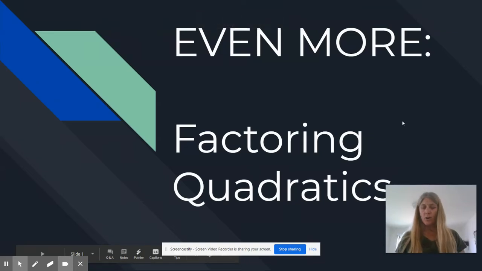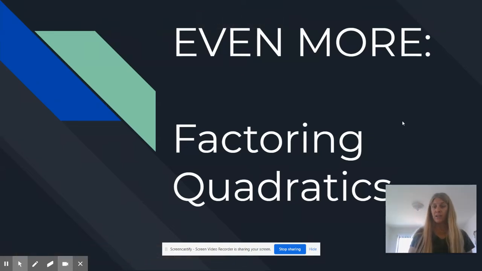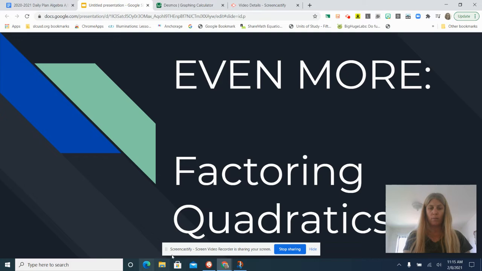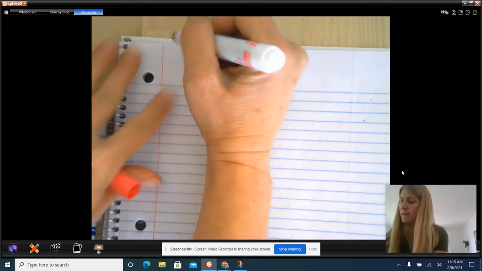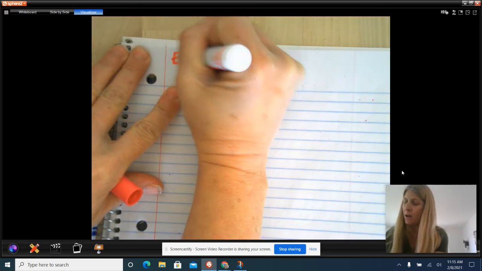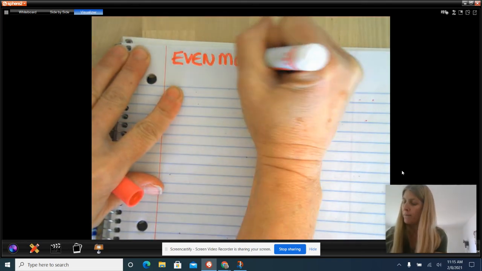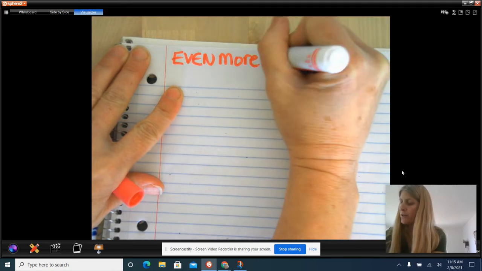So today we are going to continue our work with factoring quadratics. As you know, there are a lot of steps and we just want to continue to practice. So we're going to take a look at a few more examples and solve them. Our title today is Even More Factoring Quadratics.